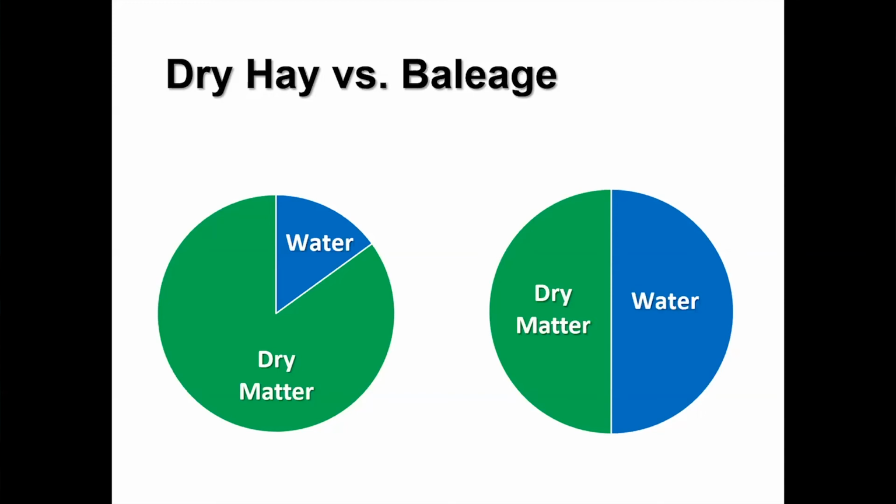There's a big difference in those two forage preservation methods, mainly in how much moisture you're wrapping the bales in. When you put dry hay up, your goal is to dry it down to around 10 to 15% moisture. And so a 1,000-pound bale is going to have 850 pounds of dry feed and about 150 pounds of water in it, even if it feels dry to the touch.